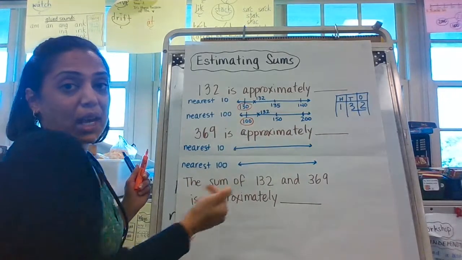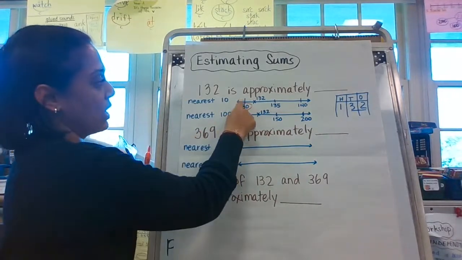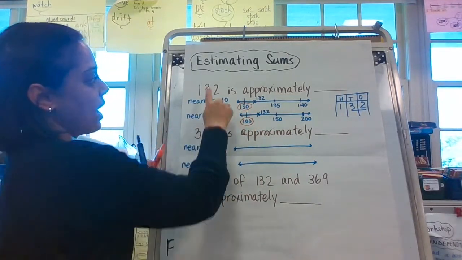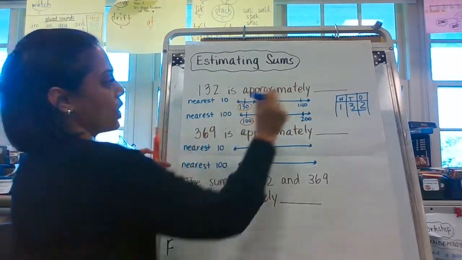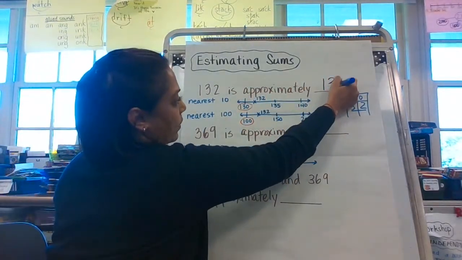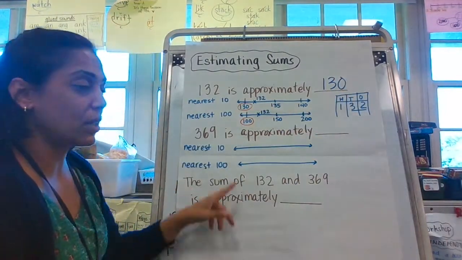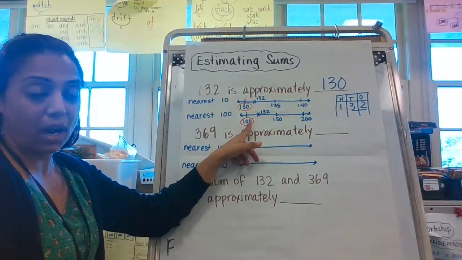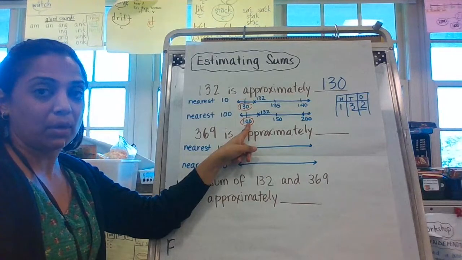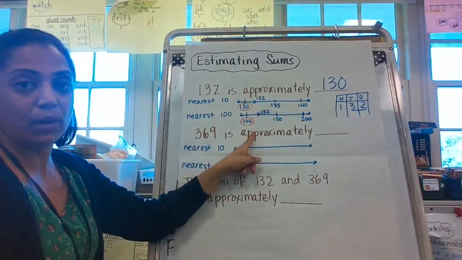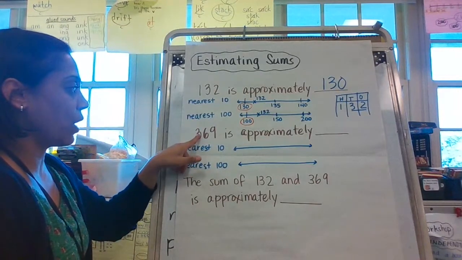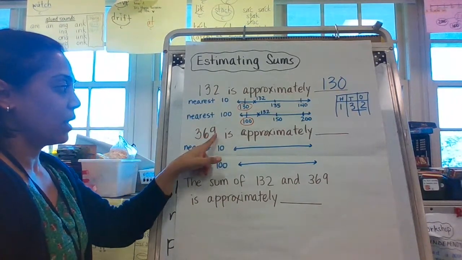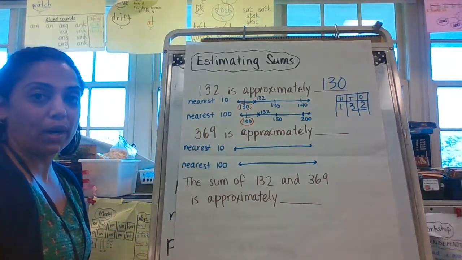So now you can take one of these. I'm going to round it to the nearest 10. So I'm going to say 132 is approximately 130. If you round it to the nearest 100 and you picked a 100, that's also acceptable because we're still rounding, okay? Just a different way. So let's do the same thing for 369. That is approximately what number?